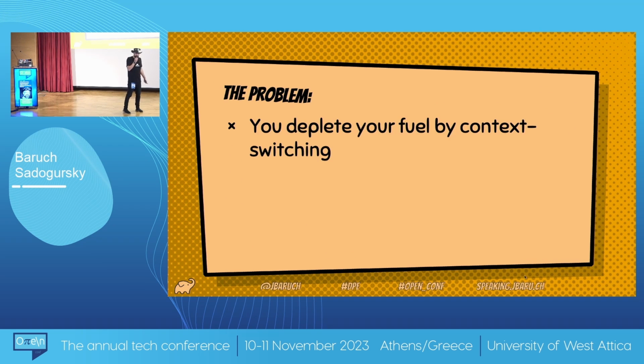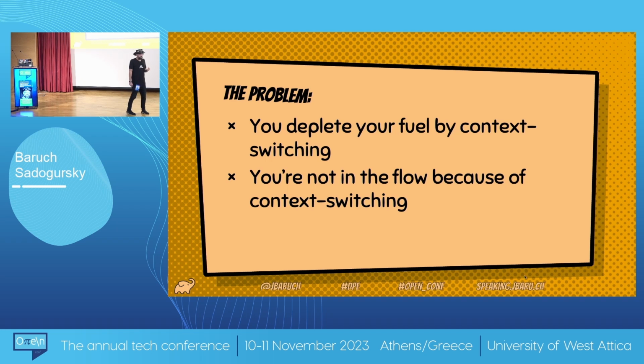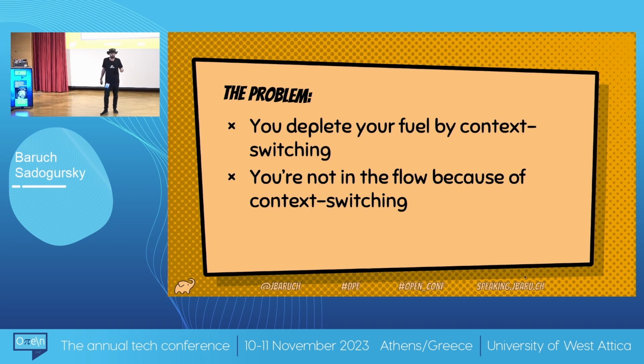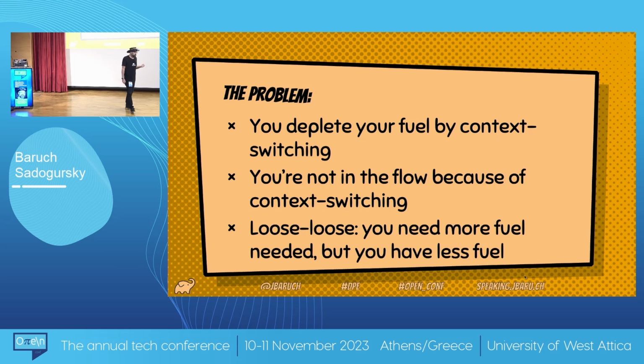The problem is context switching is very expensive, and we deplete our fuel just by doing so. Coming back to the problem later, very expensive. And context switching prevents you from getting into this fuel-efficient, fuel-saving mode of flow. So it's actually a lose-lose. You need more fuel, and you actually don't save fuel because you're not in the flow. Context switching is killing your productivity.